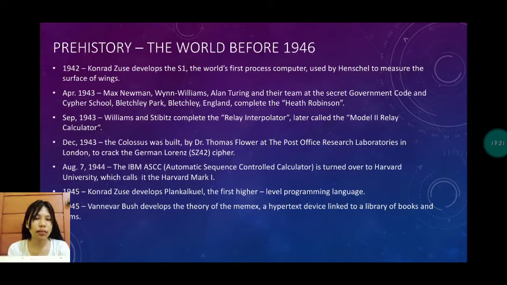Bletchley Park, Bletchley, England, complete the Heath Robinson. September 1943, Williams and Stibitz complete the relay interpolator, later called the Model 2 relay calculator. So for December 1943, the Colossus was built by Dr. Thomas Flowers at the Post Office Research Laboratories in London to crack the German Lorenz SZ42 cipher. August 7, 1944, the IBM ASCC, or Automatic Sequence Controlled Calculator, is turned over to Harvard University, which calls it the Harvard Mark I.